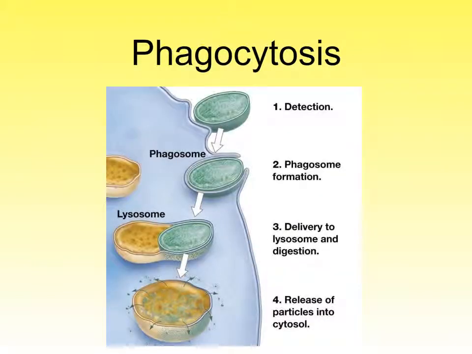Some cells ingest other organisms. For example, an amoeba may engulf a bacteria through phagocytosis. The cell membrane would surround the bacteria to form a phagosome. A lysosome would then merge with the phagosome and digest the bacteria's macromolecules. The resulting monomers would be used to synthesize necessary cell products.